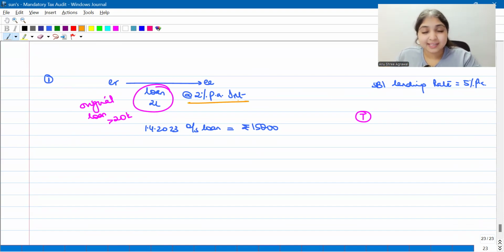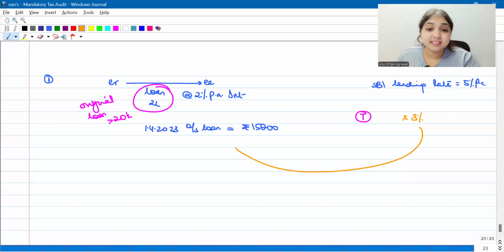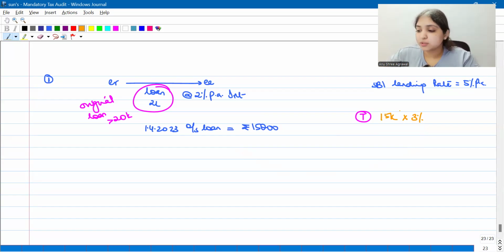5% is the SBI rate. Assessee is paying only 2%. So 3% is the benefit which the assessee got. But 3% of what? You will always calculate interest as a percentage of the outstanding loan only, right? So 15,000 into 3%, which is going to be 450 rupees. This is what your taxable perquisite is going to be.